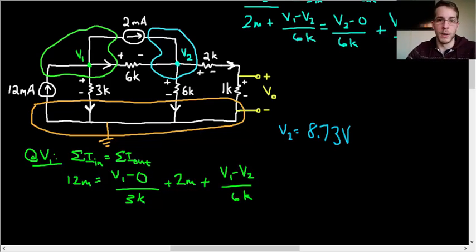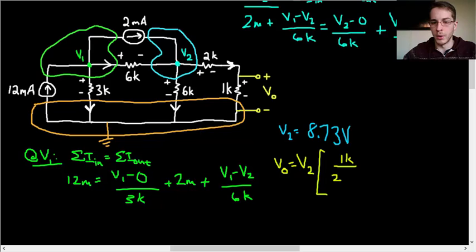So now we can use V2 to find VO because we have a known voltage here. The voltage across the 6K is just V2 minus 0, or just V2. So here, because we have a closed path in the circuit involving a known voltage and all series resistors in that closed path, we can use a voltage divider to solve for VO. So VO is going to be equal to V2 times 1K over 2K plus 1K. That is equal to 2.91 volts.